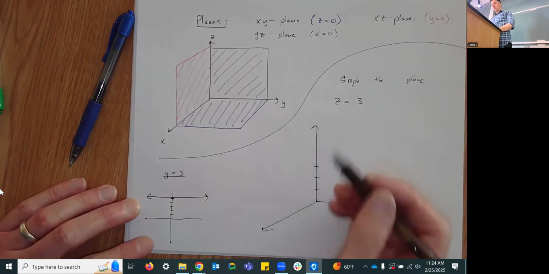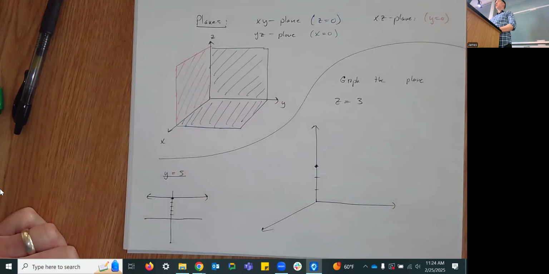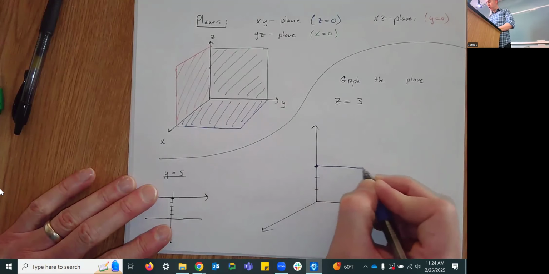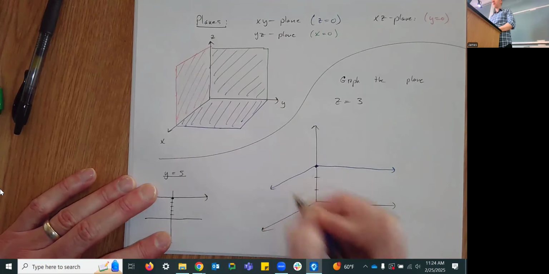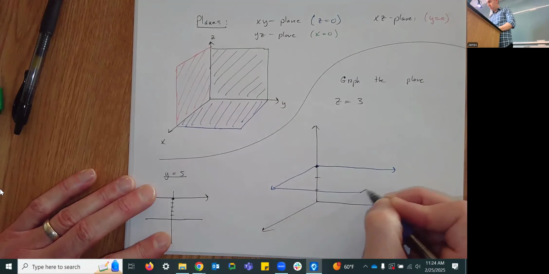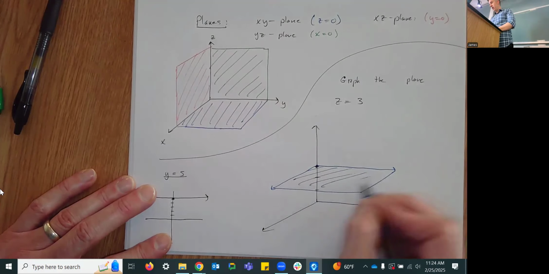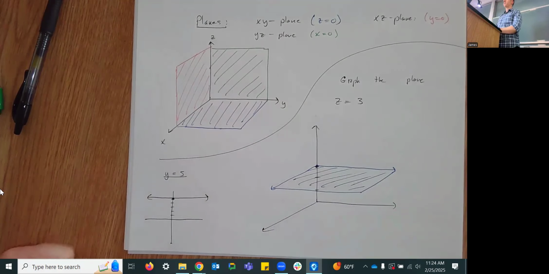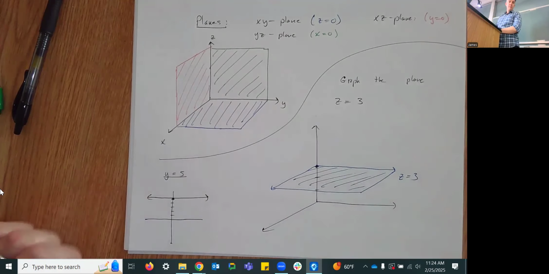If we're going to graph z equal to 3, we're going to go up to a value of z equal to 3, and then you can move as much as you want in either the y direction or the x direction. So we get this plane that's been shifted up 3 units from the xy plane. It's kind of neat.